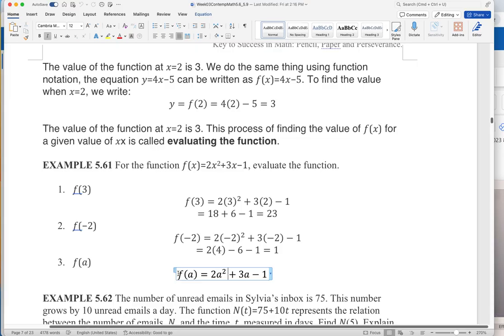Do you have any questions? And keep in mind the requirement for a function is that each input has to have exactly one output.